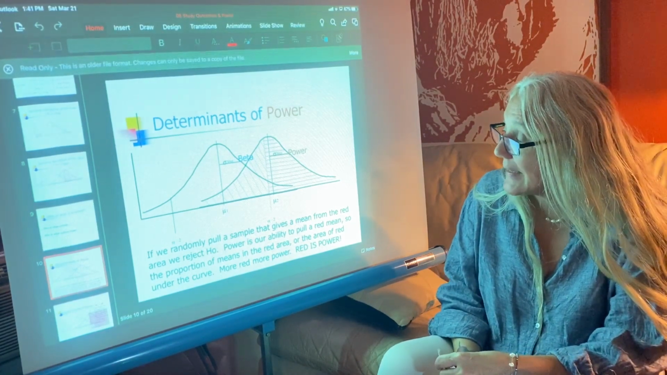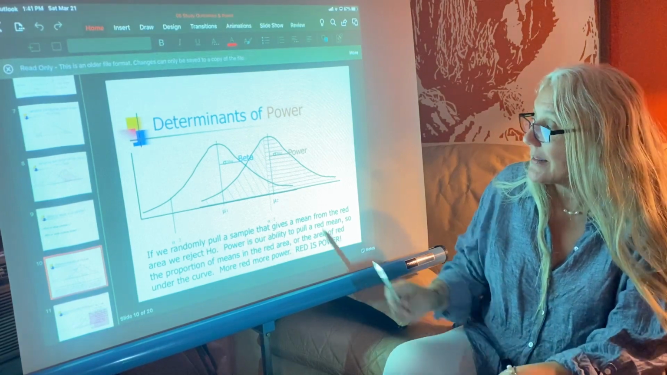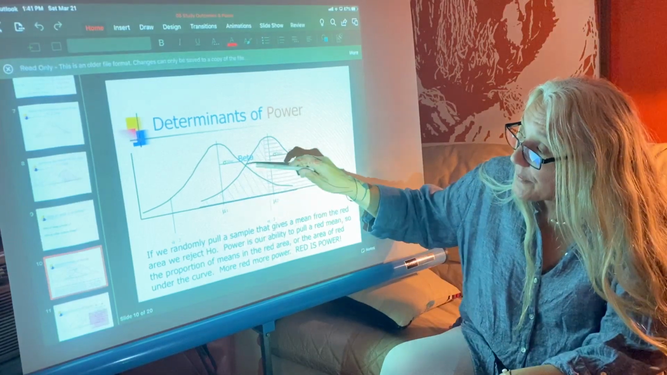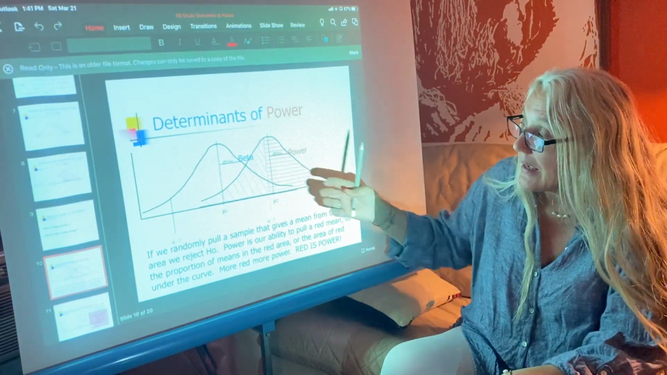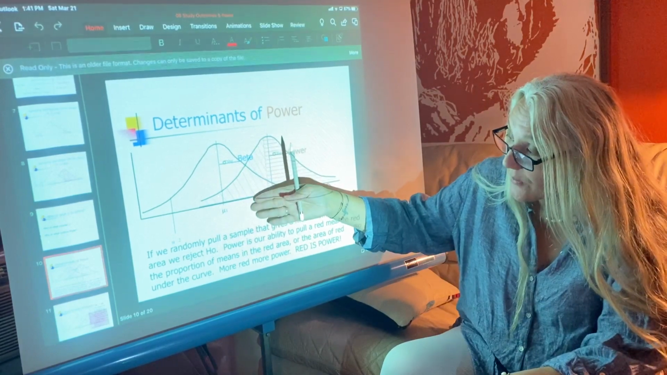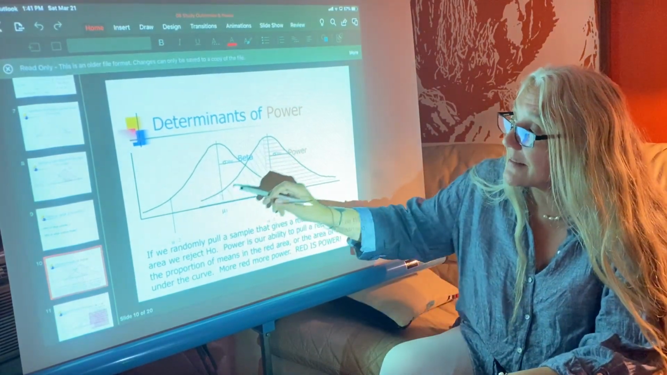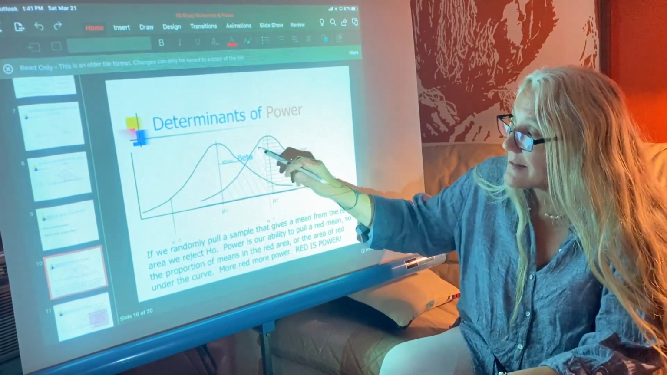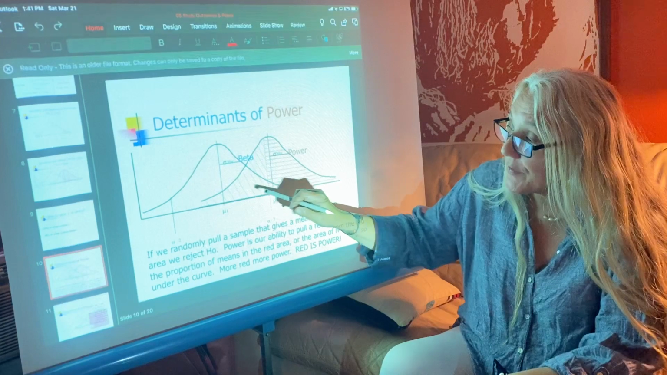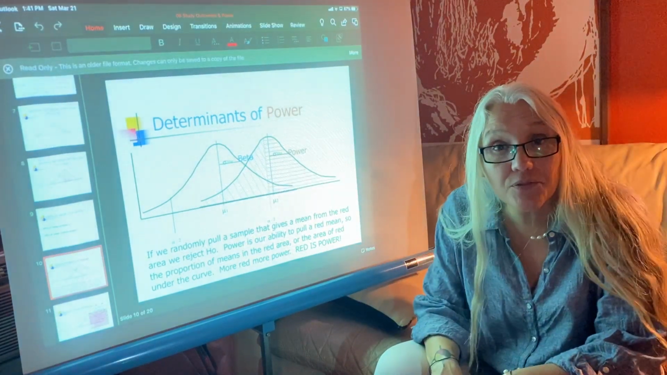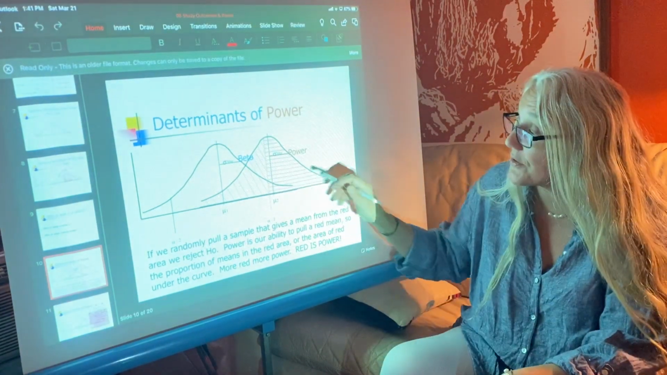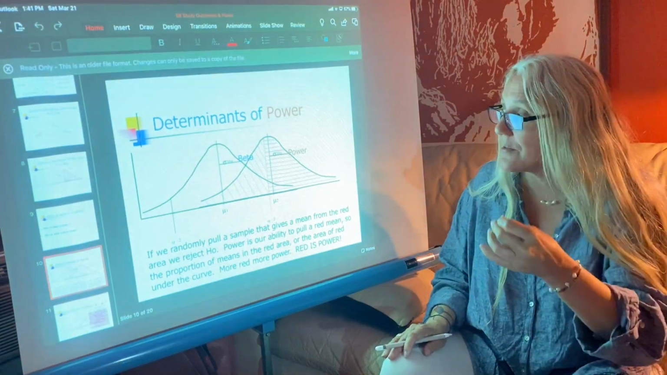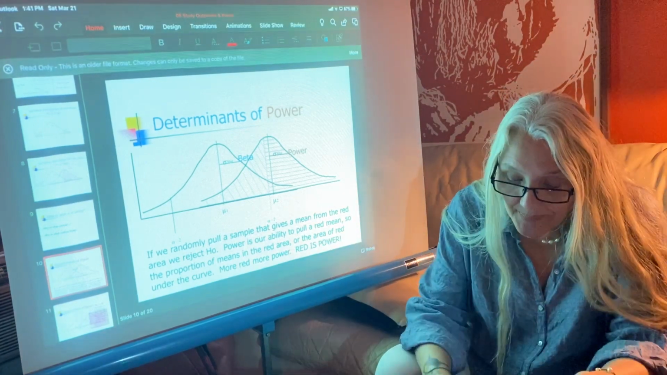So if we randomly pull a sample that gives us a mean from over here, we will reject the null. If we randomly pull a sample mean and it comes over here, we're going to fail to reject the null. Any slop before the critical value means that we're going to fail to reject the null. Anything after the critical value, that's power. That's our ability to detect differences. So we want to maximize differences and minimize the slop.